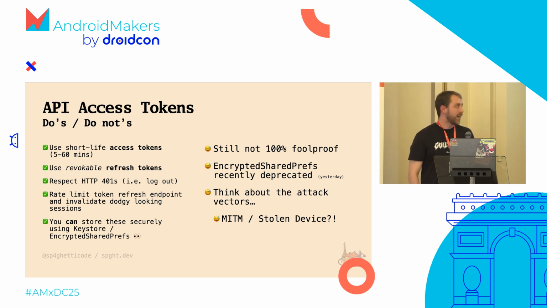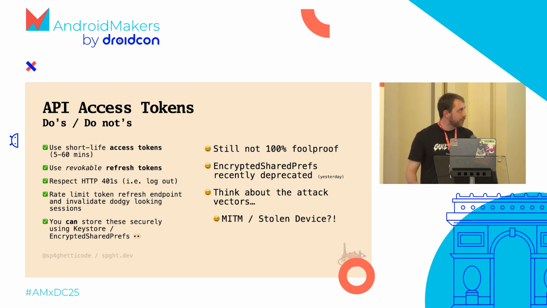And what we really wanted to get to is, okay, what do we do about these tokens? How do we actually look after them? The answer I'm going to give is that you can store them securely using the key store or encrypted shared preferences. Now, whether you want to or not is another question, because this is, first of all, still not 100% foolproof. If you are using encrypted shared preferences, that was recently deprecated, and by recently, it was yesterday. So that has now officially been deprecated.